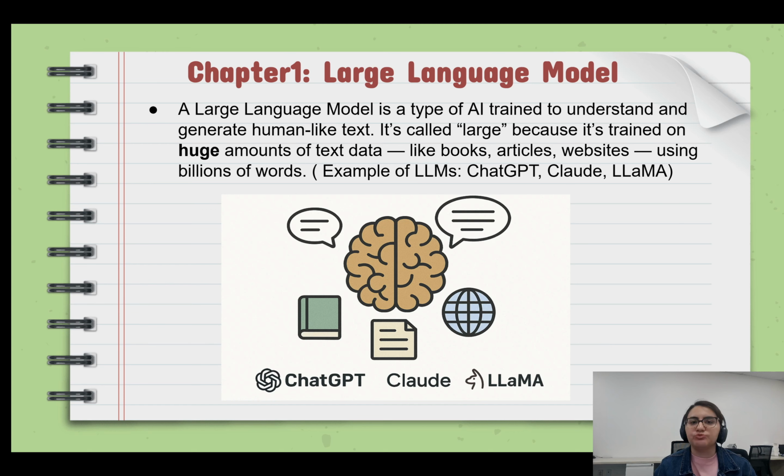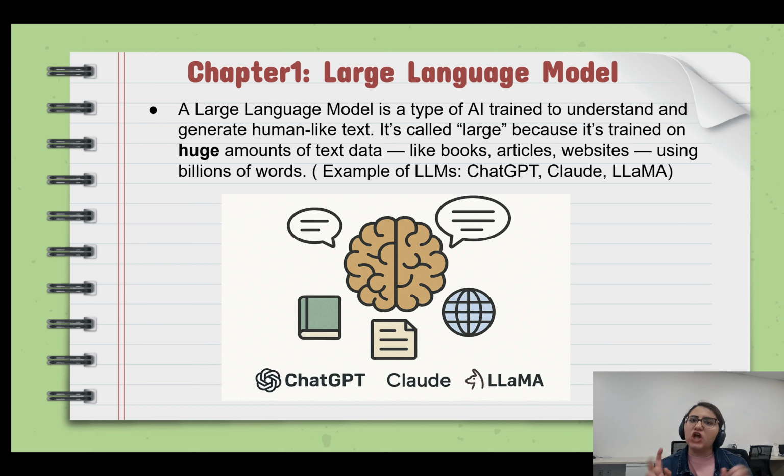A large language model, or LLM, is a type of AI that is trained to understand and generate human-like text. I'm pretty sure you have used different large language models like ChatGPT, Claude or Llama. You write a prompt in a text format, and the LLM, as a response, will generate human-like text. This is how it actually works.